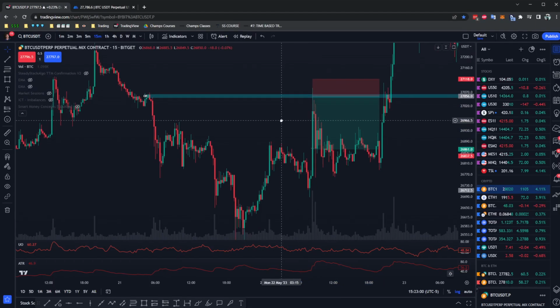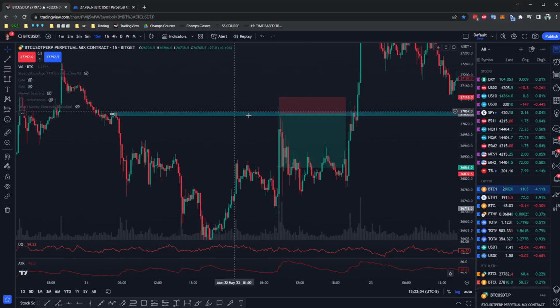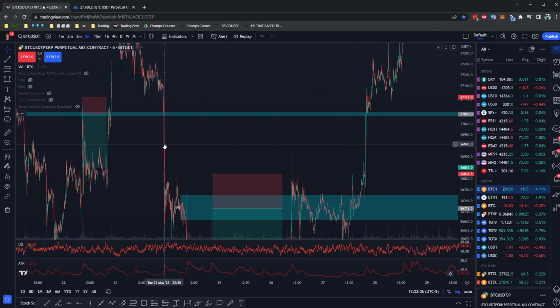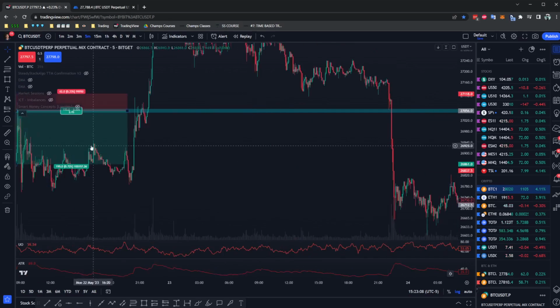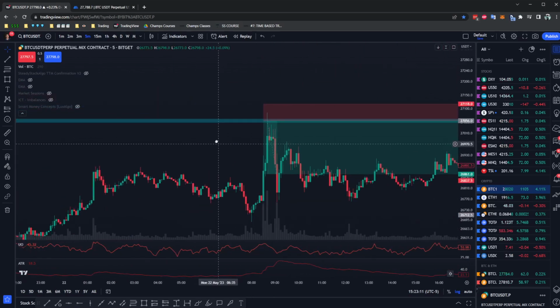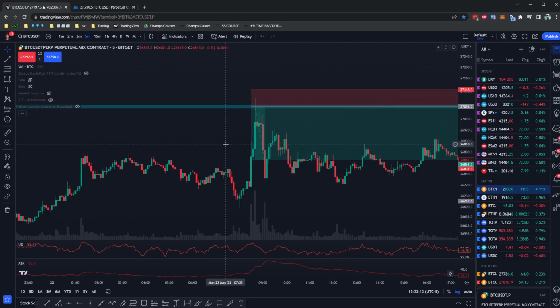And then from there, you have this super crazy move going into it. Let's go ahead and just go on a 5 minute and see how it looked. How did this happen? So we saw a pretty big move, but then from there, it just pulled back. So this is fine.